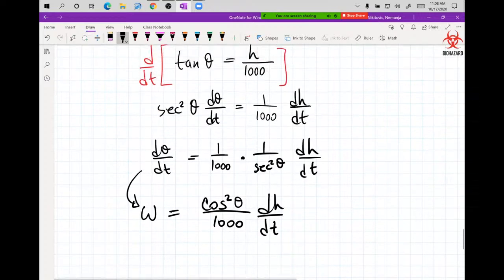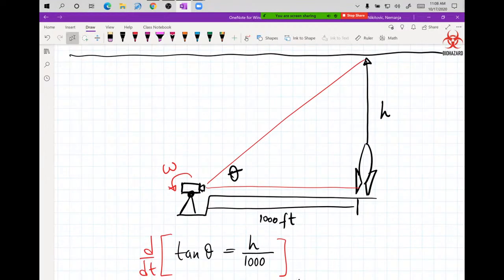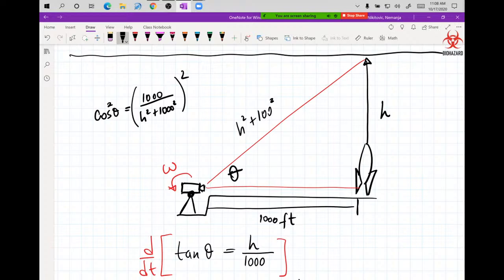Cosine squared. So what is my cosine up there? Well, I have this length over here, and this length is the square root of h squared plus 1000 squared. I hope you understand that that's the length of the red line, the hypotenuse. So the cosine is adjacent over hypotenuse, right? So cosine theta is adjacent over hypotenuse, and because this thing was squared, the whole thing over here is squared.